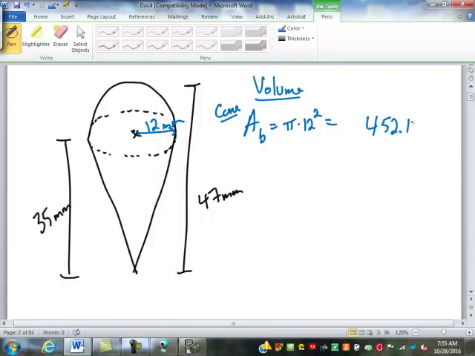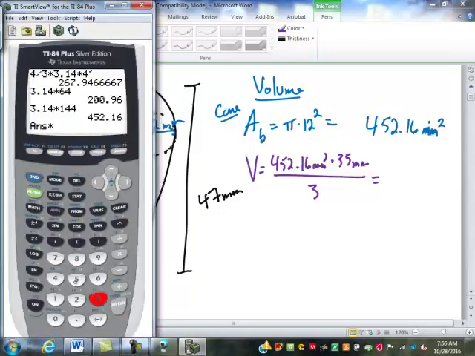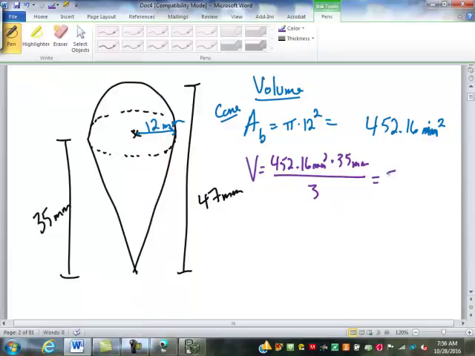452.16 millimeters squared is the area of our base. So that makes the volume of that cone 452.16 millimeters squared times the height of 35 millimeters. What do I have to remember to do to it? Divided by 3. Giving us 15,825.6 millimeters cubed. That's volume for the cone.